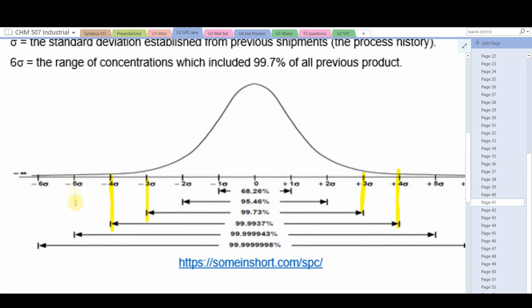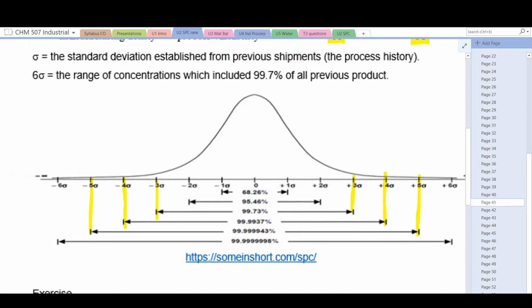If we go to plus or minus 5 sigma, in other words 10 sigma, that includes 99.999943% of all results or product shipments. And if we go to plus or minus 6 sigma, it's getting astronomical. 99.9999998% of all values would fall within the range of X bar plus or minus 6 sigma.